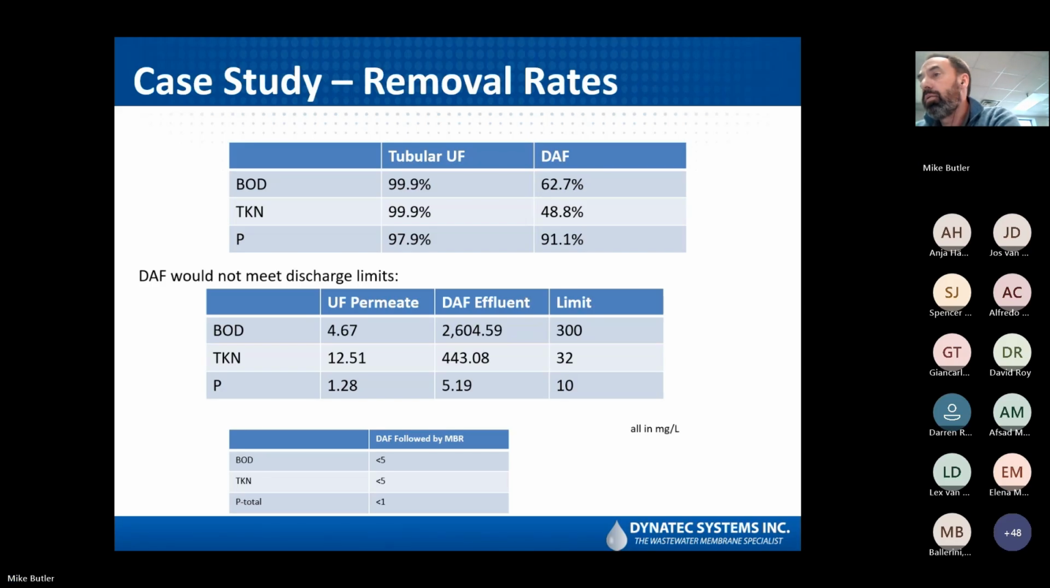They did also test a DAF followed by MBR, which also got them very good results, but it's a more expensive system, more expensive capital-wise, and more expensive to operate because it's a more complex system. The DAF needs more attention than the UF, and with the MBR, you have additional equipment for the biological component of the system. So the simplest and most effective way to meet their discharge limits was just a UF.